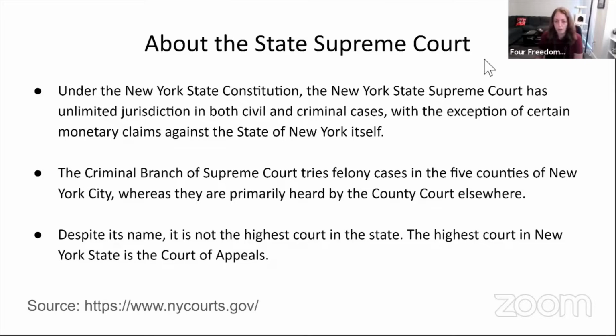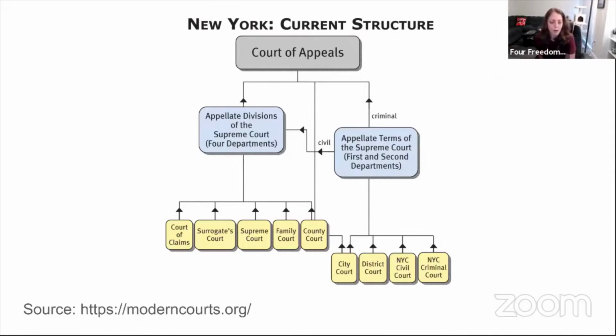I want to share with you now a pretty cool little graphic that I got off of the sources at the bottom there, moderncourts.org, which just visually shows you the structure of the courts here in New York State. You can see state Supreme Court down there on the bottom left. But as I said, above that, you have the Appellate Division. And then at the very top is the Court of Appeals. So that is actually the highest court in the land. When we talk about state Supreme Court, it is still a very important court, but unlike a lot of other places, it is not the highest court in New York State. And I think that's important to understand.